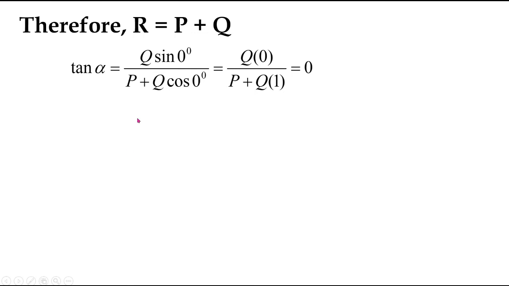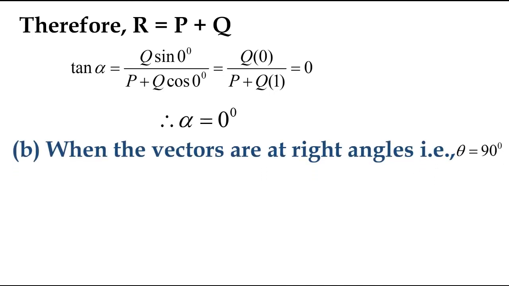So tan alpha. In this case, tan alpha is equal to Q sin theta, theta equal to 0 degrees, by P plus Q cos theta. Sin 0 value is 0, so Q of 0 by P plus Q of cos 0 value 1. 0 into anything is 0. Therefore tan alpha is equal to 0, and therefore alpha also equals 0. That means the angle between the resultant and P bar is 0 degrees.